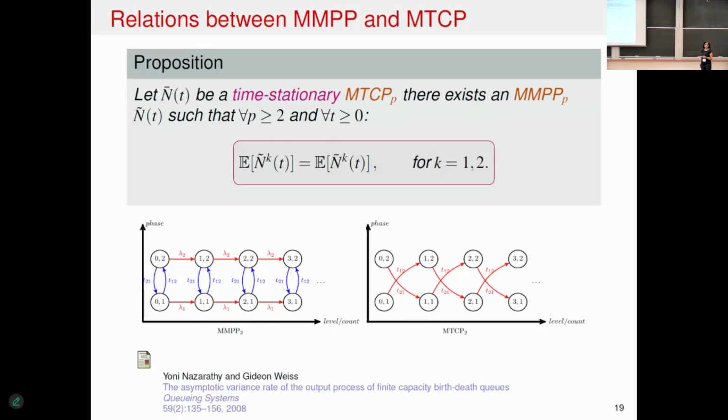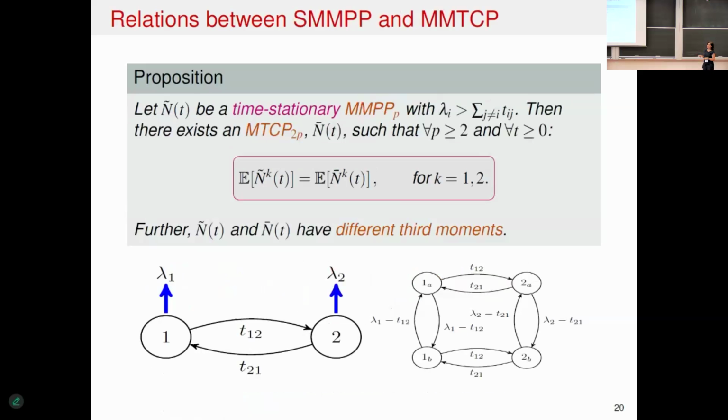So the question was, can I find the other way? Can I find for any MMPP an equivalent MTCP with the same order? The proof for this one is 2.5 lines, let's say 3 lines. And then I tried to find something for the inverse of that.